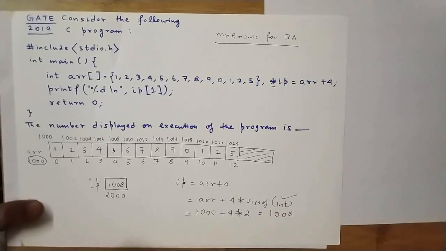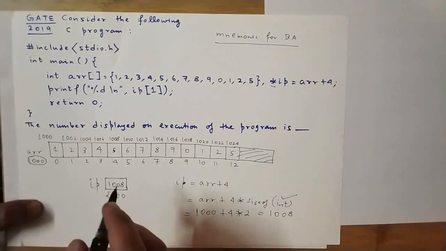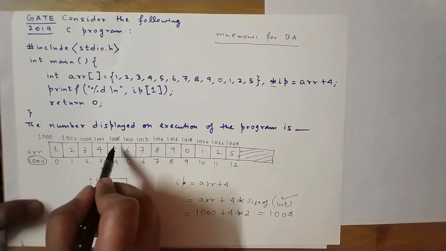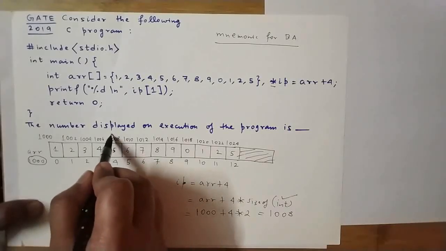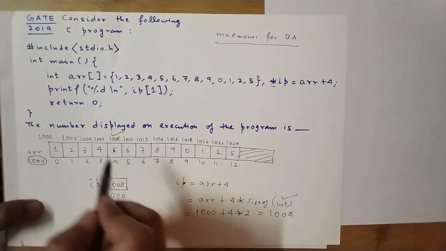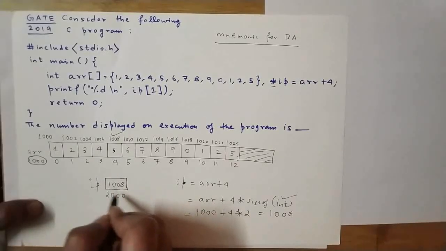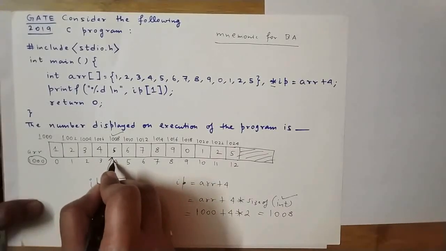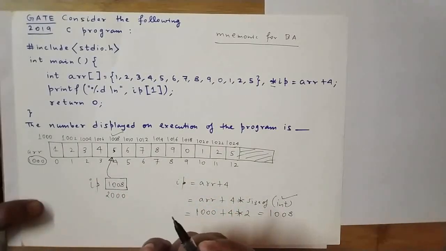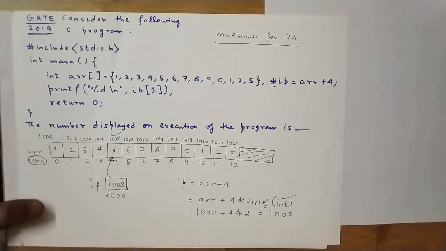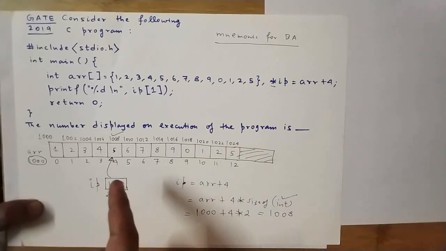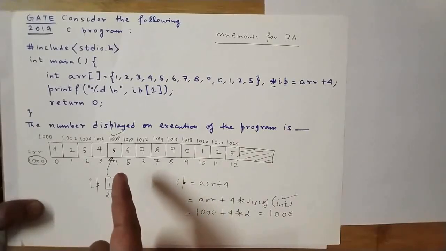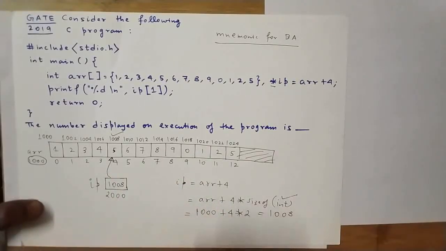Now since variable IP gets a value of 1008, what does it mean? See, this location has an address of 1008. Since IP is holding a value of 1008, it means that IP is indirectly pointing to this location. That's what pointers do, right? Pointers hold memory addresses which indicate the memory location whose value it can give us indirectly. That's what pointers are for.